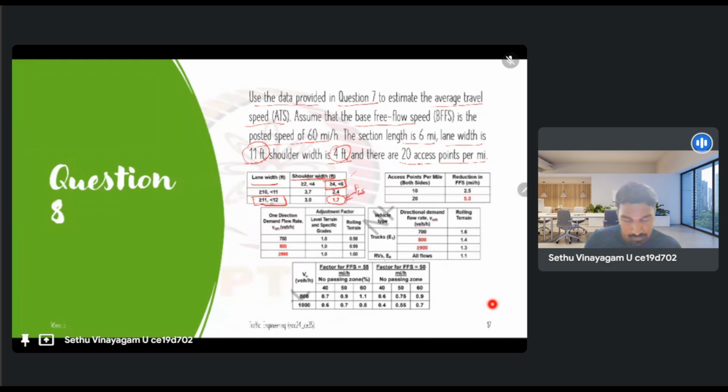And then what is FA? That is the access points per mile. That is 20, given in the question. For 20, we directly have a value, and that is a reduction of 5 miles per hour. So we got both FA as well as FLS.